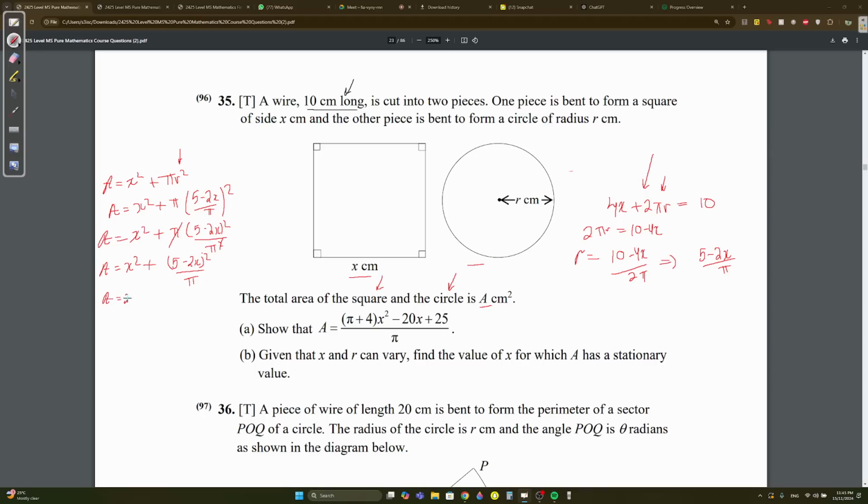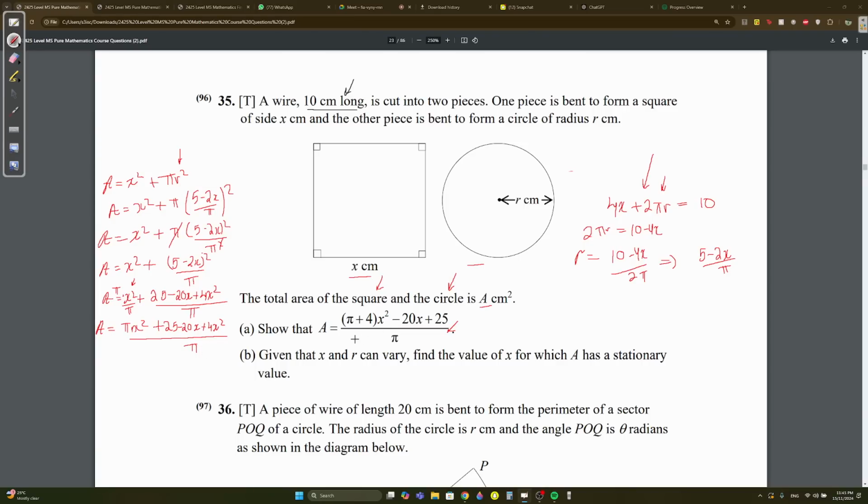So you're going to get A is equal to x squared plus a minus b squared is a squared minus 2ab plus b squared over pi. Okay, see, we would be done here, but here they kept it all over one denominator. And you know, to add fractions, you need to have the same denominator. So this x squared, I need to have pi in the denominator. So what do we do? Over pi and times by pi up and down. So I'm going to get A is equal to pi x squared plus 25 minus 20x plus 4x squared all over one denominator pi.